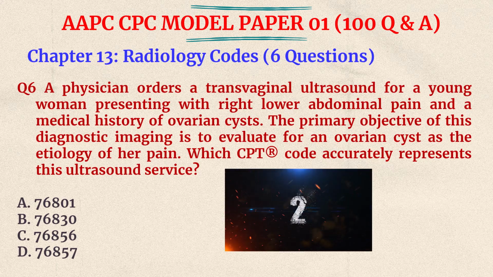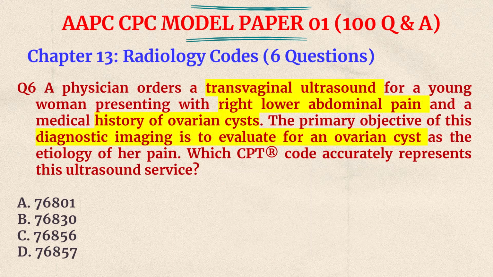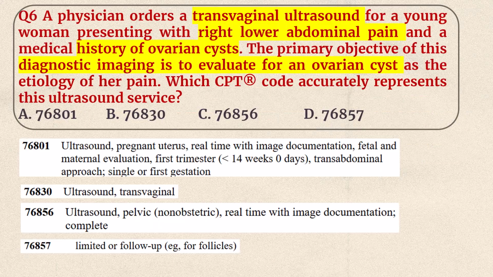3, 2, 1. Okay, here you have to highlight that this procedure is the transvaginal ultrasound for right lower abdominal pain with the history of ovarian cyst. So this is a diagnostic imaging to evaluate the ovarian cyst. When you see the answers, all are adjacent codes, 76800 and something. So you can use the elimination method to find the answer. So directly go to the codes. 76801 is ultrasound pregnant uterus real time with image documentation. Here it is for pregnancy. So that is not the case here.